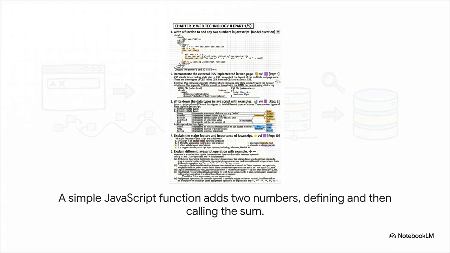Okay, don't get intimidated by the code on the screen. It's actually pretty simple. Let's just walk through it. First, you see the word var. That's just us creating a couple of little boxes or variables to hold some numbers. Next, we define a function. Think of it as a reusable recipe. This recipe's only job is to add 2 numbers. The very last line is us telling the browser, okay, run that recipe now.